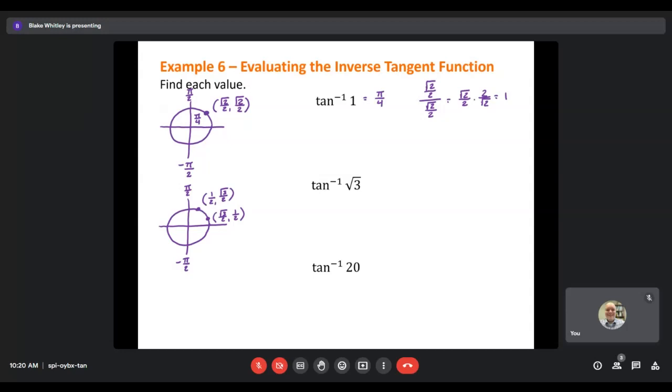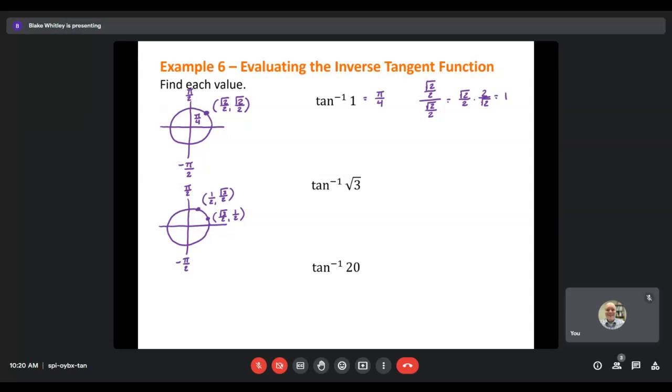So we've got to figure out, when we divide the y value by the x value, which one of those actually gives us square root of 3. They both have a square root of 3 in them. Depending on the way you divide, you could get one of them to work. So we've got to figure out which one it's going to be.